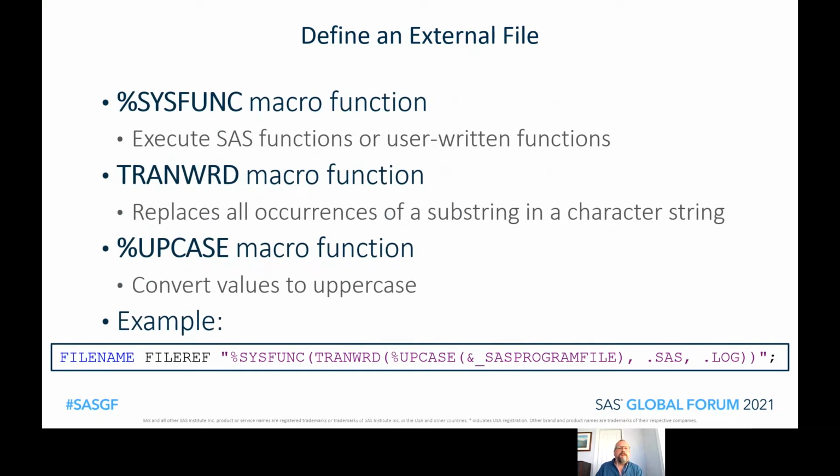A few other things in order to get that filename statement to work, just briefly, in case you're not familiar with it. The SAS macro facility, Base SAS has lots and lots of functions. It's really very nice. SAS macro, not as many functions, but there's a macro function that allows you to use regular SAS functions, and that's the %SYSFUNC function. So I'm using that in order to have access to the TRANWRD function, and will basically swap out the .sas and replace it with .log.